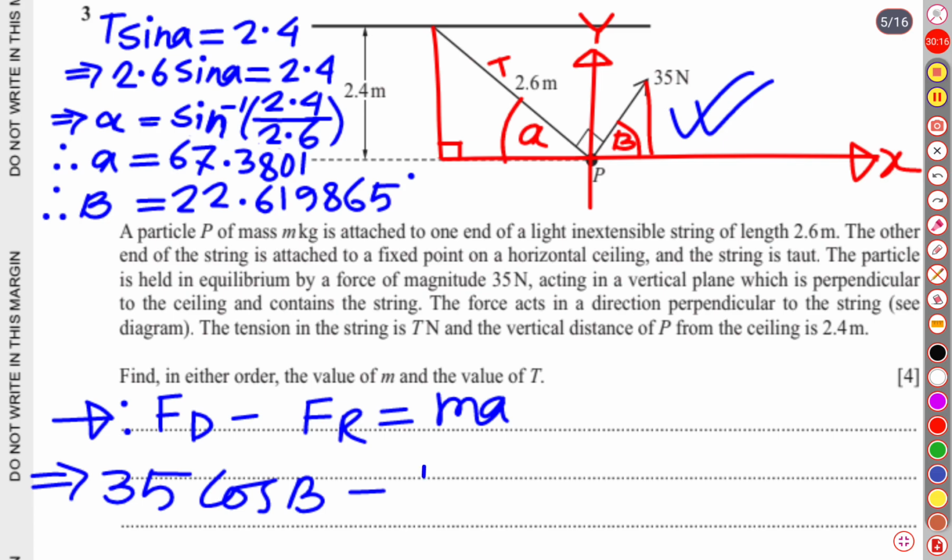T cos alpha for the second triangle. And as the system is in equilibrium, there is no motion at all, so the right side is 0. Have you forgotten that our topic is forces and equilibrium? So the right side is 0.